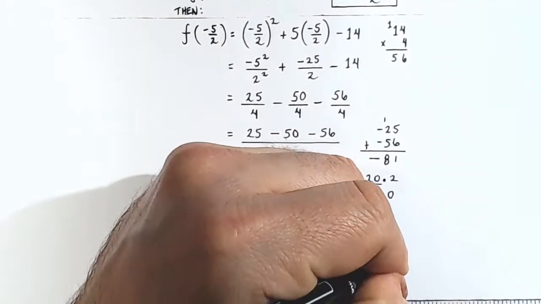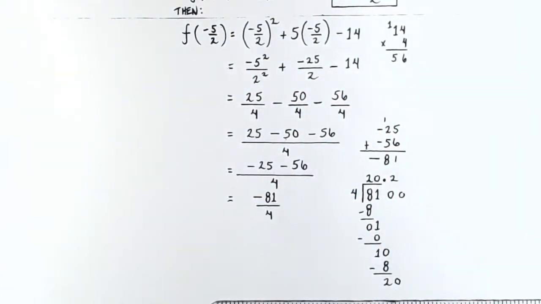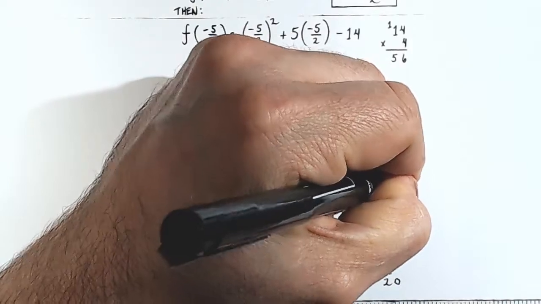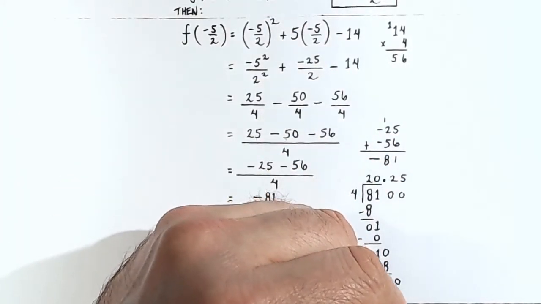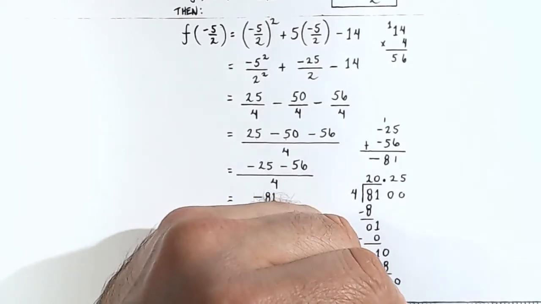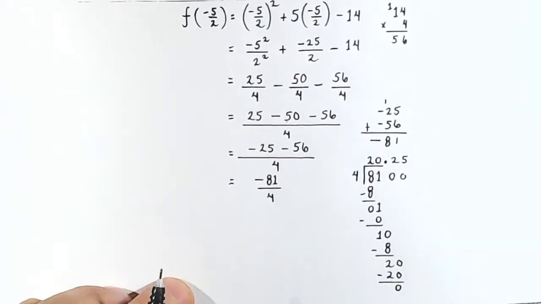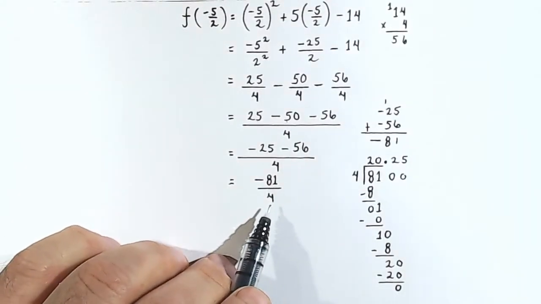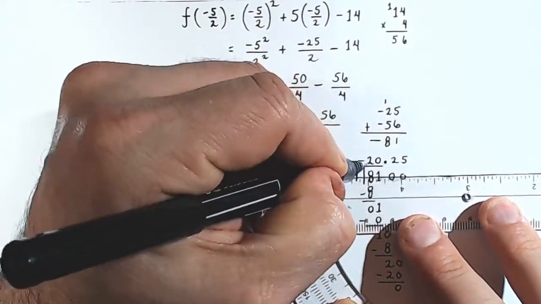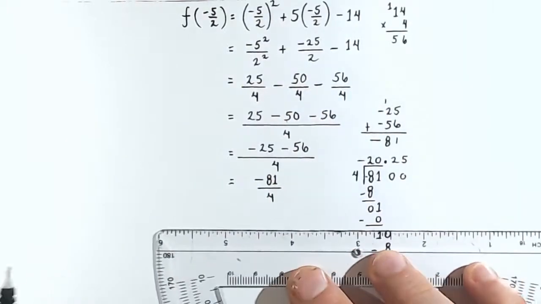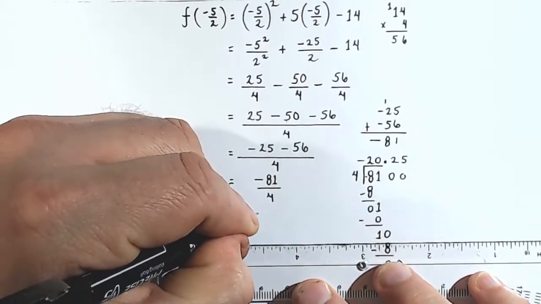Bring down another 0. 4 goes into 20 5 times. And since 5 times 4 is 20, we won't have a remainder. And that will terminate the decimal. So what it means is negative 81 divided by 4 is going to be negative 20.25. Okay? So we'll put a final equals here, negative 20.25.